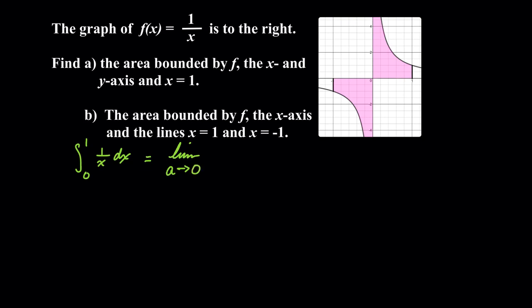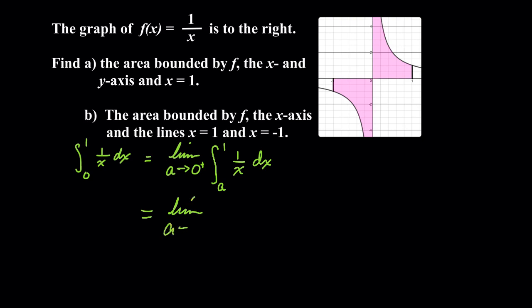All right, so we're going to rewrite this as the limit as, I'm going to use a, approaches 0. Now, we're on the interval from 0 to 1, so we're not really concerned with what happens to the left of 0. All we're looking at is approaching 0 from the right. So this would be limit as a approaches 0 from the right of the integral from a to 1 of 1 over x dx.